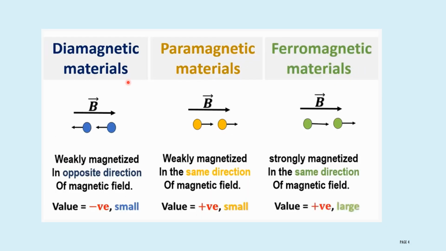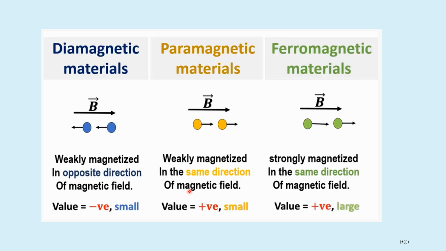Then here we will discuss, if you place a magnetic material in a magnetic field, how will it be magnetized? First one, if you place a diamagnetic material in a magnetic field, then it will be weakly magnetized in the opposite direction of the magnetic field. See the arrow mark here, it is opposite to the magnetic field. Because of this opposite direction, its value is negative. It will be weakly magnetized, therefore the magnetized value will be very small.